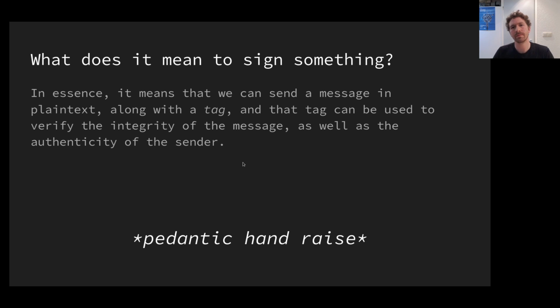Okay, so let's just take a little moment to think about what it actually means to sign something. In essence, it means that we can send a message in plain text, right? In our case, that's sending a firmware update. We've got a whole bunch of bytes, that's our firmware. And we want to say, are we the ones that actually sent this, right? Did we authorize this firmware, or is it some random firmware that the guy down the street made? That's one of the things that the signature process, or signing the firmware, actually does for us. It allows us to verify the authenticity of the sender.